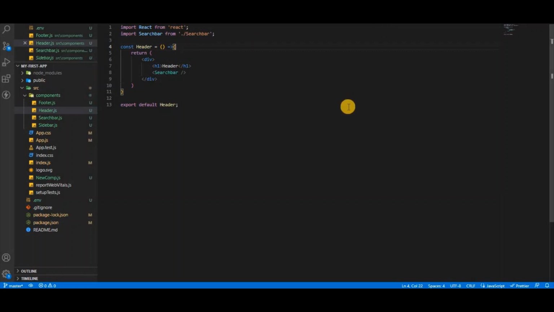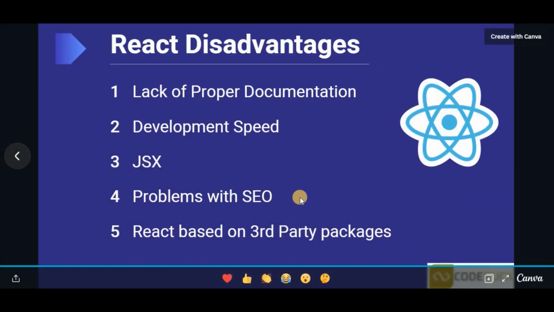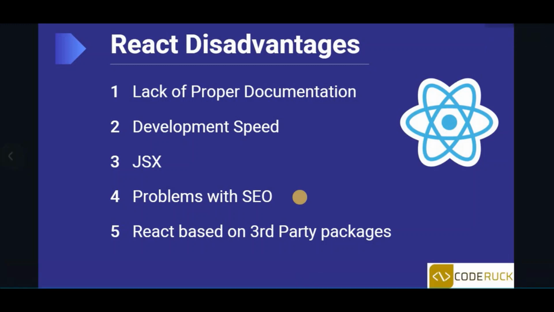Here you have to write clean HTML. Now, the problem with SEO. Yes, as we know, React is a single page application. You will not see any render, or we can say no refresh in the page. If you are going from one page to another, say you have a product page, a product detail page, a product listing page, all these pages are there. When you go from one page to another, there is no refresh in the page, only the content changes.